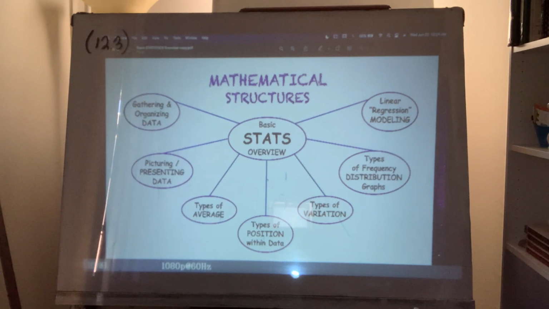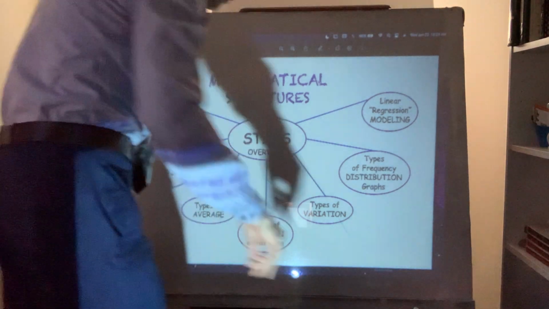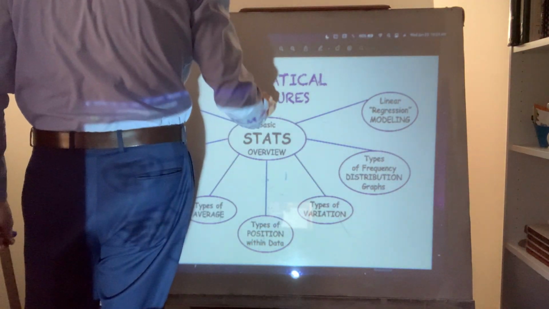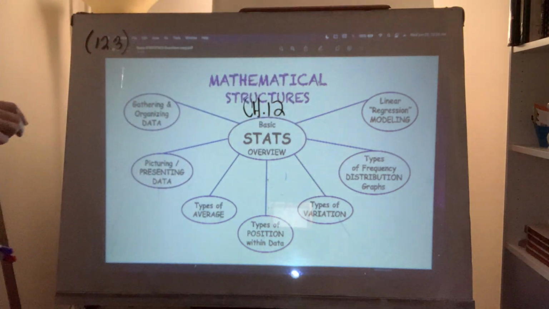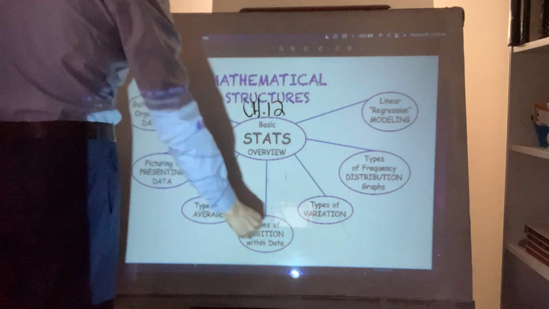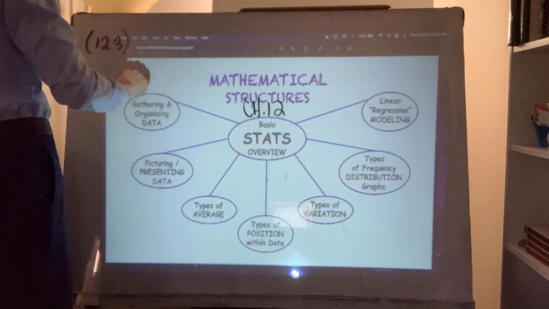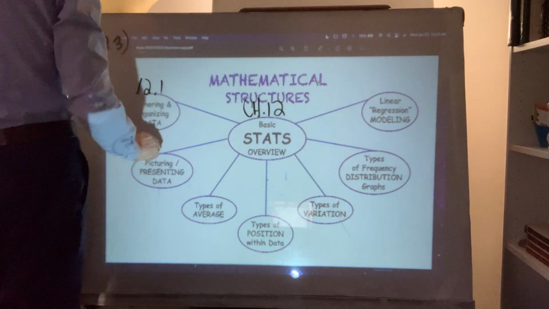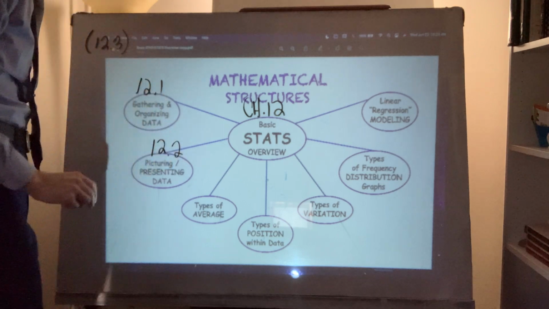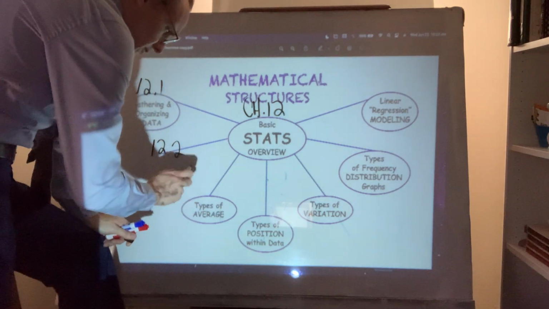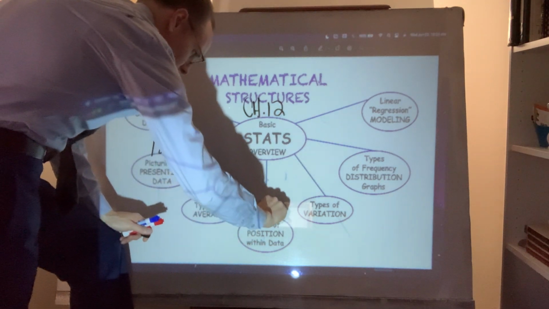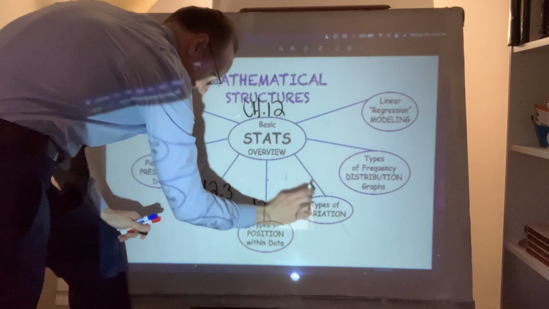So here again is where we are in chapter 12, which is where basic statistics is discussed in our textbook. Again, we're proceeding in this counterclockwise order. 12.1 was gathering and organizing data. Yesterday was graphs, basically. And now what we'll be talking about are types of averages and types of position. These are both from section 12.3.